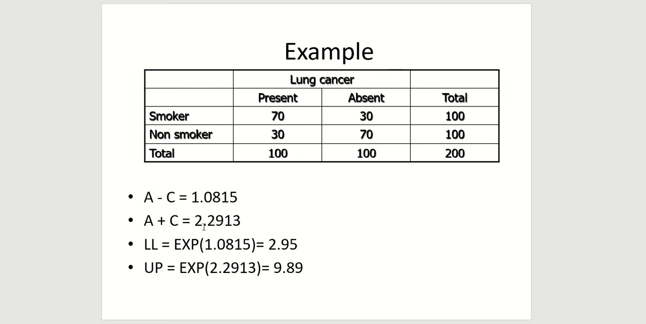Next, you're going to take A and subtract the C from it. Also, you're going to take the A and add the C to it. And you're going to take the exponential of each of these values. So your lower limit for the odds ratio is 2.95. The upper limit is 9.85. Now for interpretation, this confidence interval of the odds ratio does not cross 1, and therefore the odds ratio we calculated is statistically significant. If you want to do more interpretation, you can say that the odds ratio of smoking among lung cancer cases to smoking among controls could be in the real population as low as 2.95 and as high as 9.85. Okay.